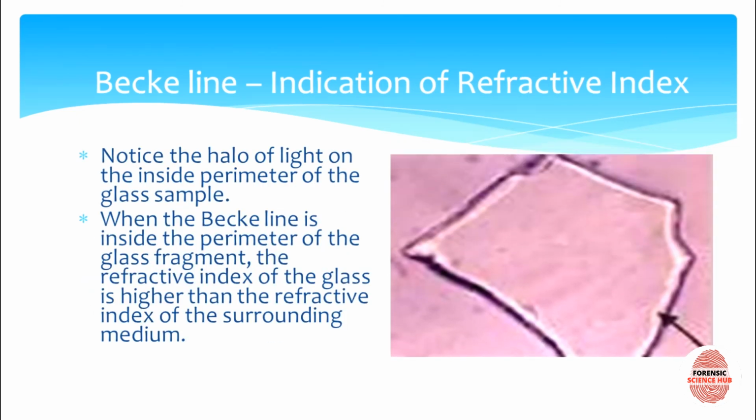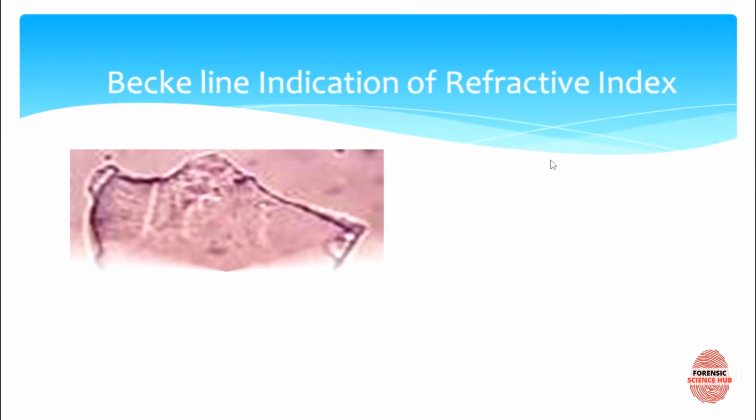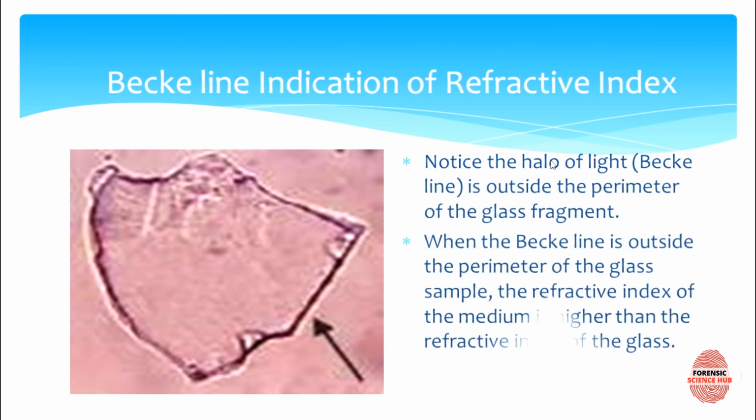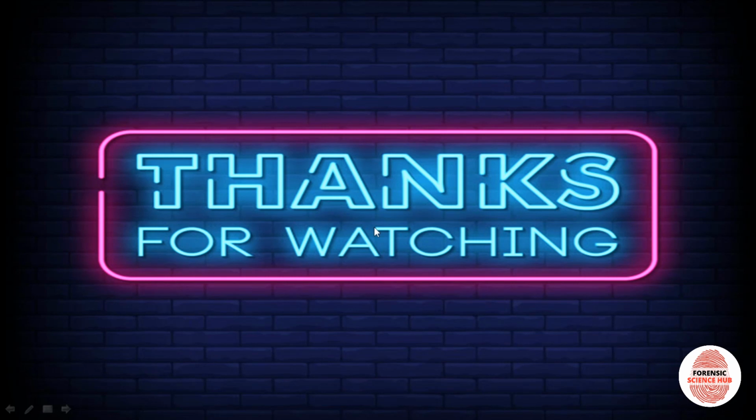Here you can see the halo effect is seen on the inside. So this means that the refractive index of the glass is more. And in this case, the halo light is seen on the outside, so this means that the refractive index of the medium is more. This is formed on the outside region. Alright, so this was all about how the examination of glass evidence can be done.